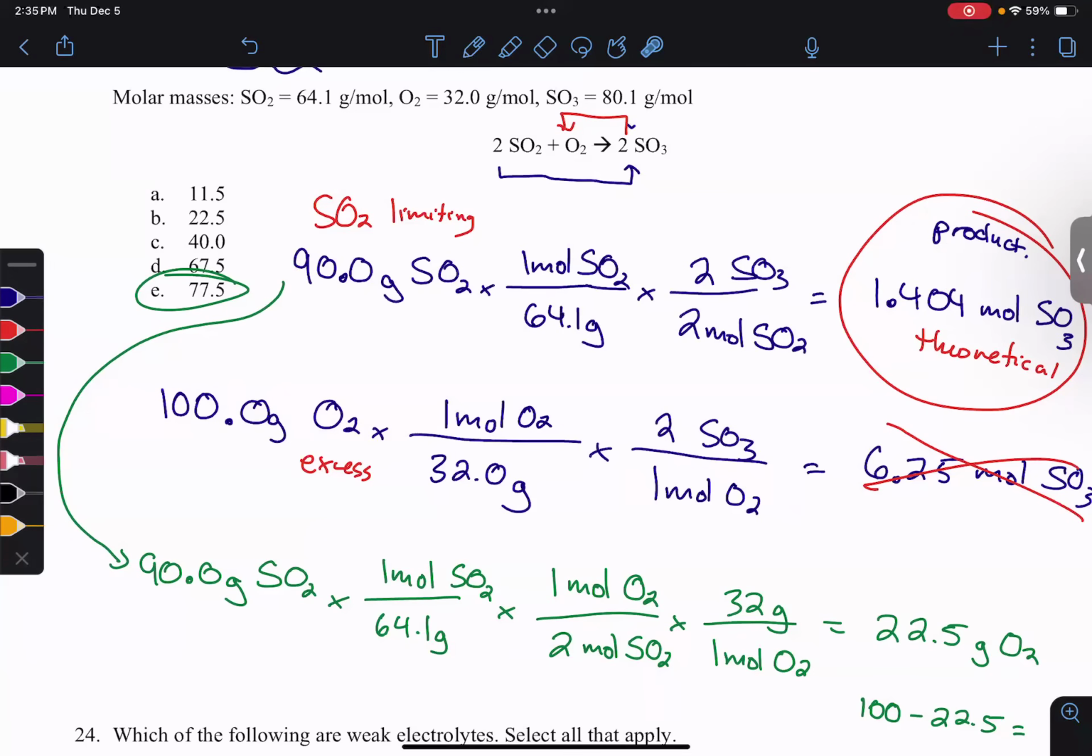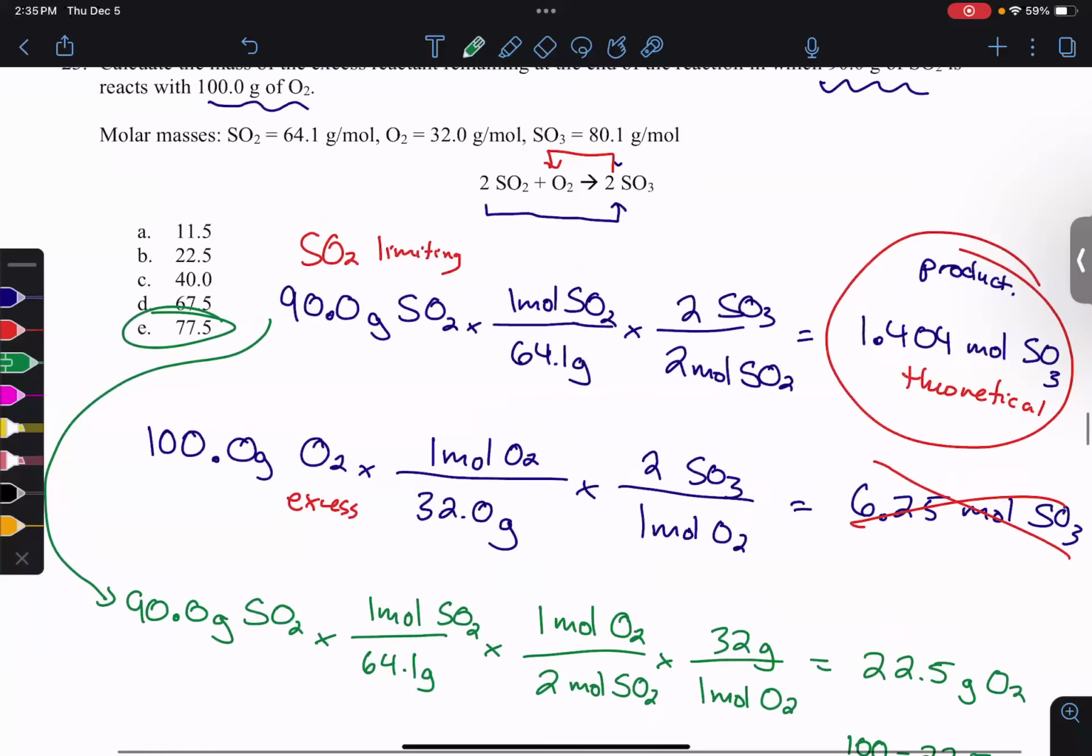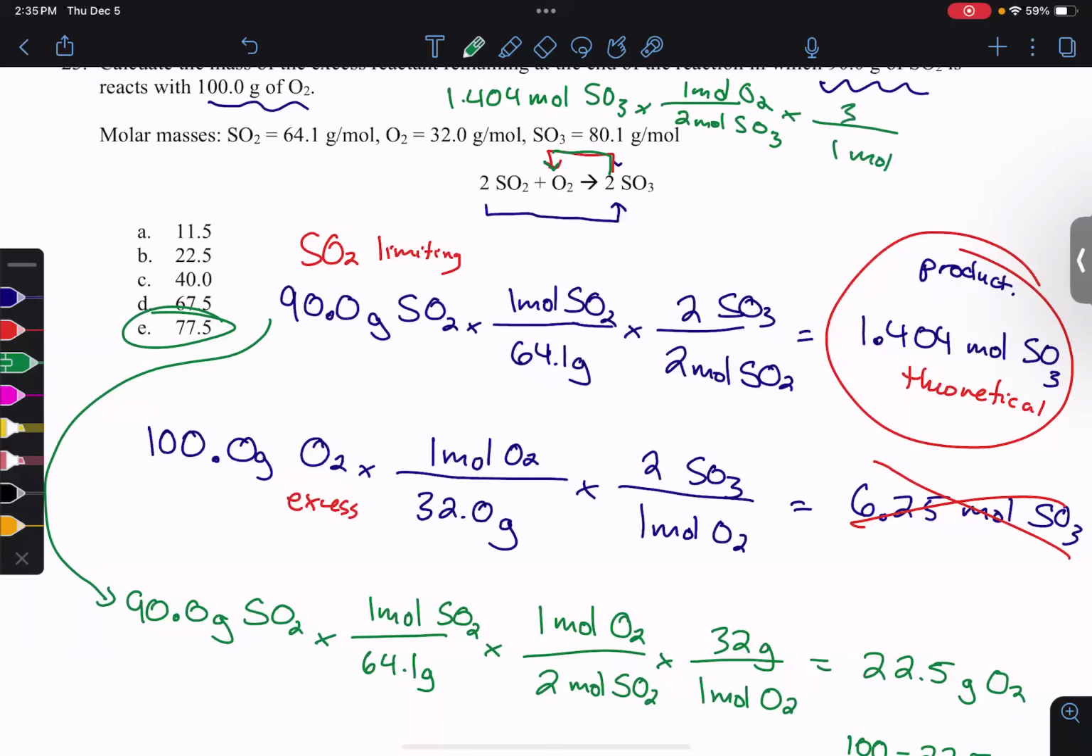But you could try it. I promise you, we could do that. If we did 1.404 moles of SO3, so we're going to O2 instead. So 2 moles of SO3, 1 mole of O2 times 1 mole, 32, you should get 22.5. You will get the same number. But I just warn you, if this number is wrong, then you're screwed. So that's why I use this number. Okay, all right, so let's keep going.